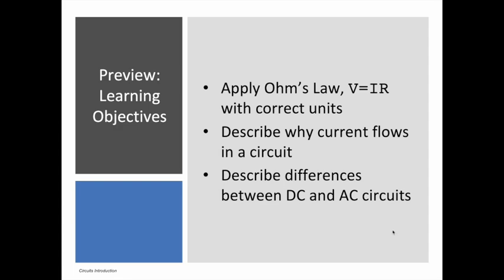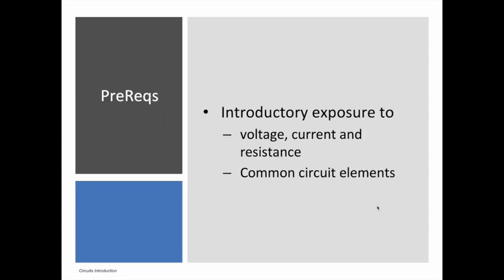In this video, we'll talk about applying Ohm's law, V equals IR, with correct units. We'll describe why current flows in a circuit and describe the differences between DC and AC circuits. We do assume an introductory exposure to voltage, current, and resistance and to common circuit elements such as you would have in a prerequisite physics course.